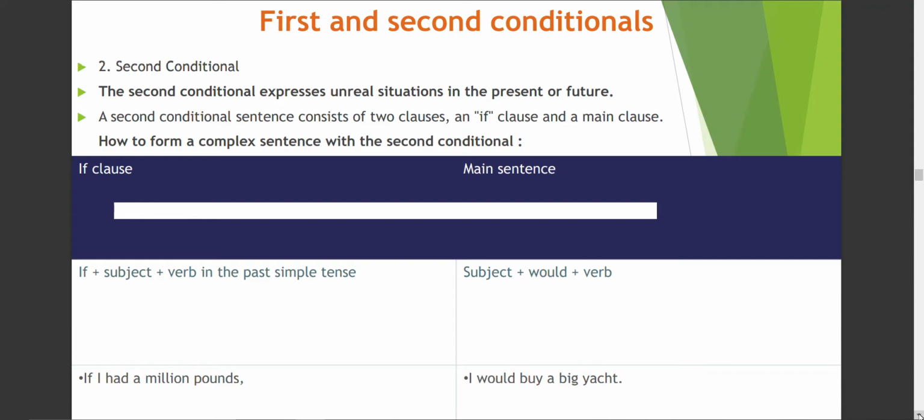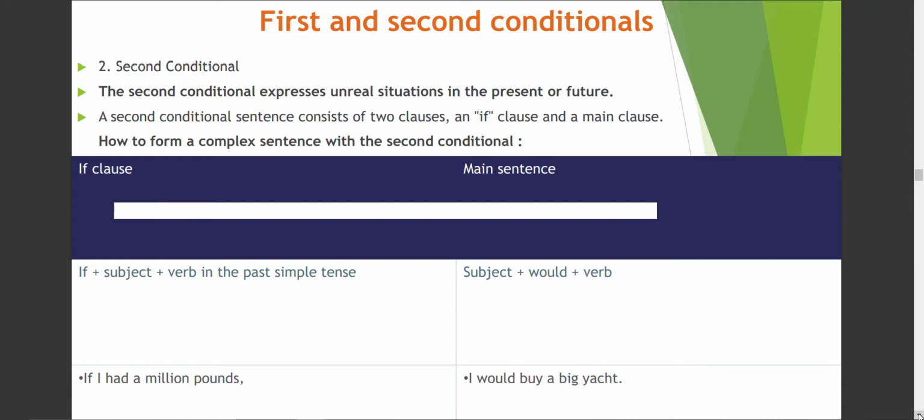Okay. Alright, now let's move to the second one, which is the second conditional. What do you mean by second conditional clause? ما العبارة الشرطية ثانية. The second conditional expresses, تعبر, unreal situations in the present or future. تعبر عن الحالات أو المواقف الغير حقيقية في الحاضر أو المستقبل. A second conditional sentence consists of two clauses. تكون عبارتين, yes, an if clause and a main clause. If clause and main clause, right?